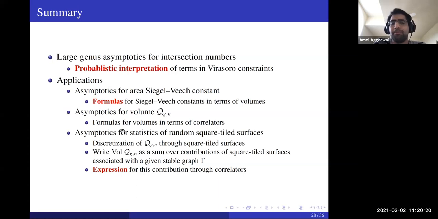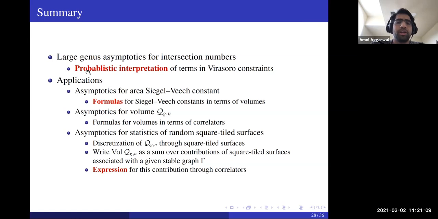The way in which these formulas come about is that one looks at square tiled surfaces. You can view these square tiled surfaces as discretizations of the moduli space Q_g,n. And one can write this volume as a sum over contributions of square tiled surfaces that are associated with a stable graph in a certain way. So what I owe you is where the expression for this contribution to the volume coming from a stable graph comes from, and how it can be done through correlators. But assuming these previous statements, we could use them to prove statistics for what these random square tiled surfaces look like.